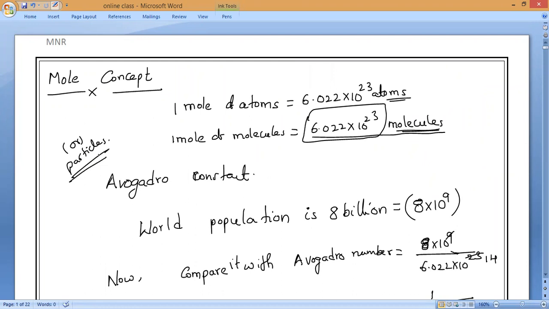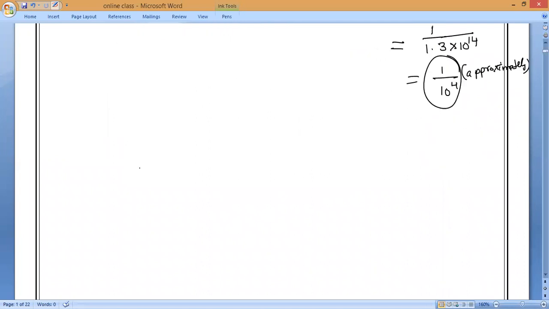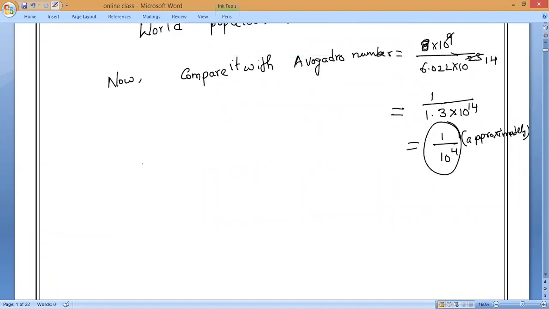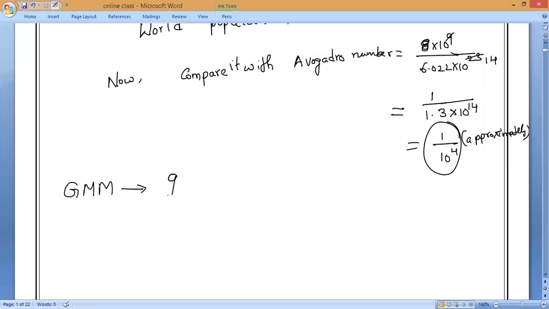Hope everybody understands. Now, before going to study the mole concept, mole of an atom and mole of a molecule, we need to know something called GMM. Let us discuss what we mean by this GMM. By this time you might have studied it. Anybody can tell me what a GMM is, please? Harish, Mitaksri. So you might not know. GMM means gram molecular mass.